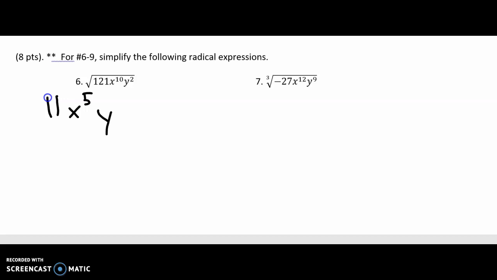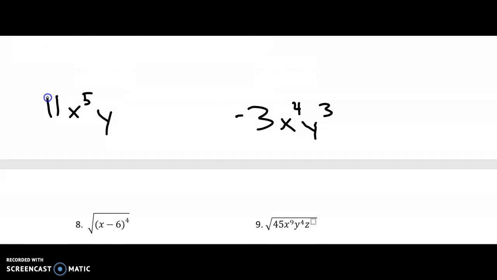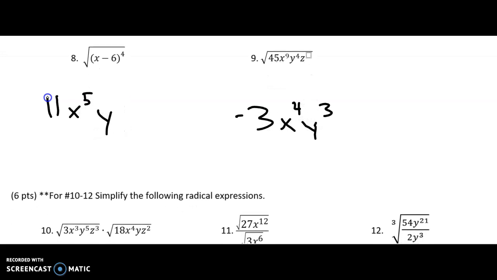Number 7, we've got cube roots. So now I'm looking at cube roots for 27. The cube root of negative 27 is negative 3. And then instead of dividing by 2, I divide by the index. The index in this case is 3. So 12 divided by 3 is 4. 9 divided by 3 is 3. So there we go. Nice and simple. 2 easy ones to start off. You don't have to worry about breaking it down. It's pretty easy. Then we get to these.